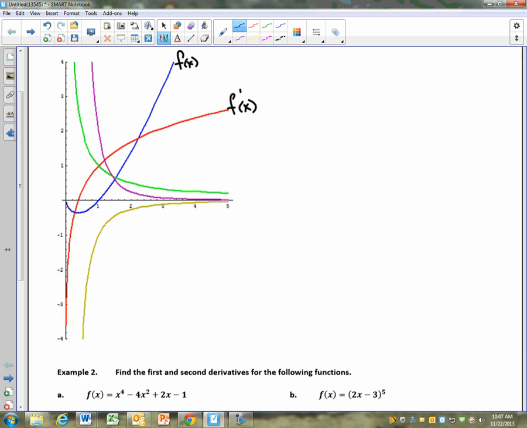If you look at this graph right here, and you were to then make an estimation for the derivative. Let's say that this red one, let's say right here at 1, okay?